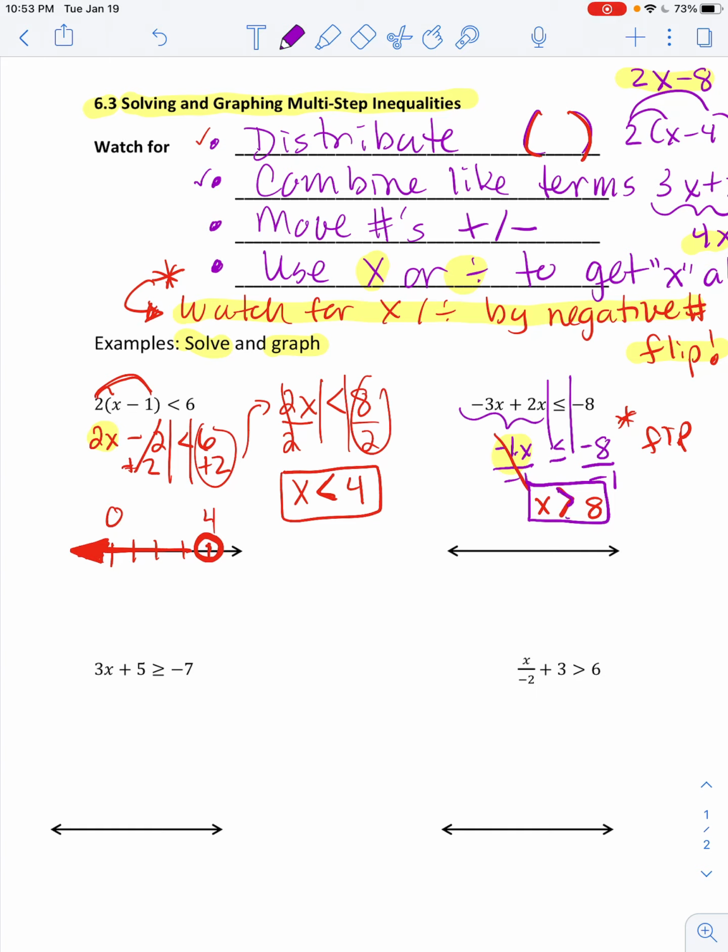Oh, I'm sorry, that'll be greater than or equal to because I flip it around, but I don't lose the or equal to. So when I go to graph this one, I'm going to be at 1, 2, 3, 4, 5, 6, 7, 8. Greater than or equal means I'm going to be including that 8. And then I want numbers greater than that. So I'm going off to the right from 8.